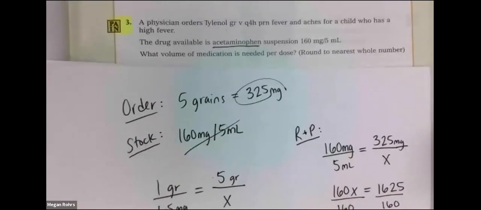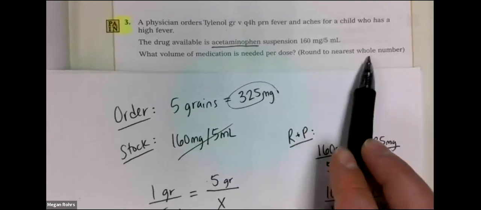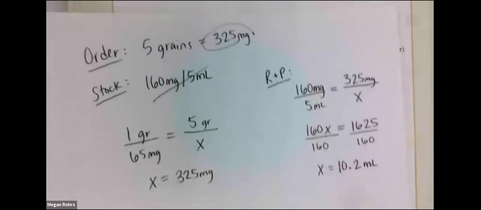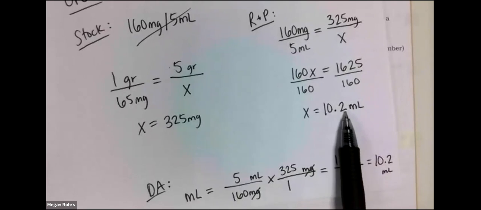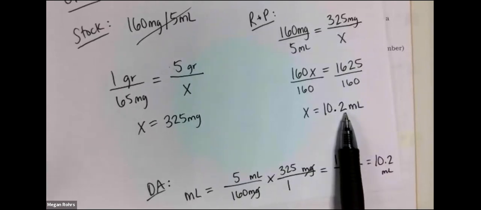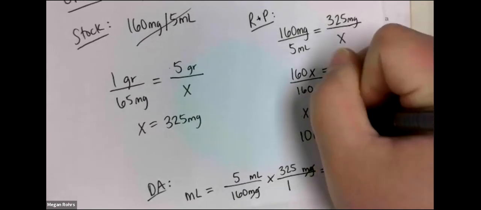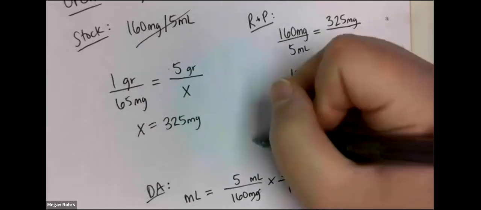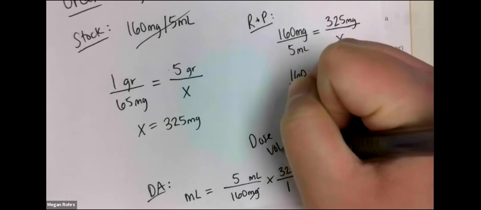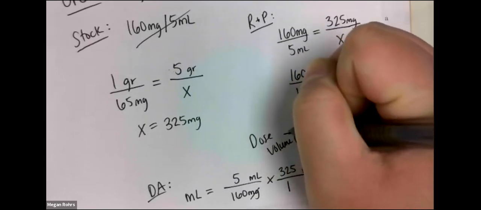Now, the problem did say round to the nearest whole number. So the nearest whole number, well, 2 is not more than 5. So we just round down to 10 milliliters, and that would be our dose volume.